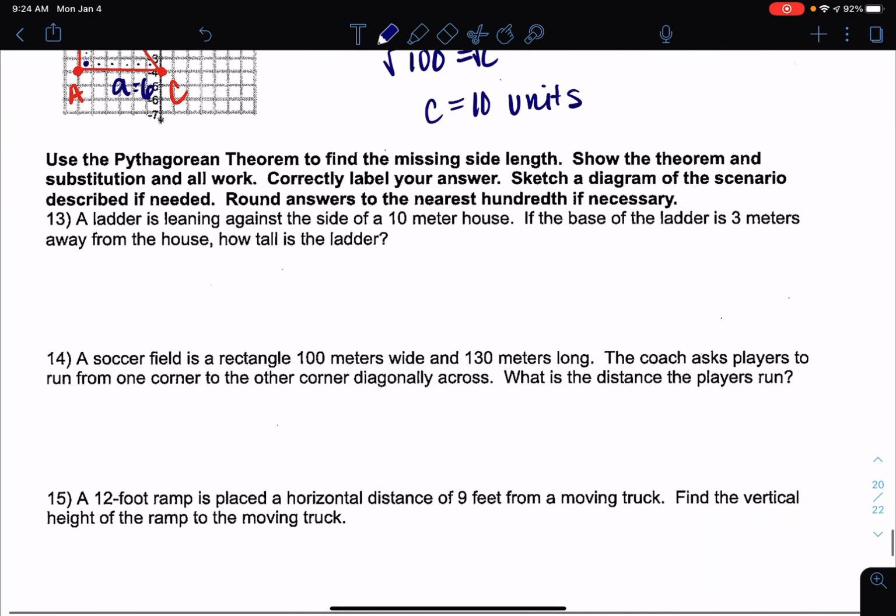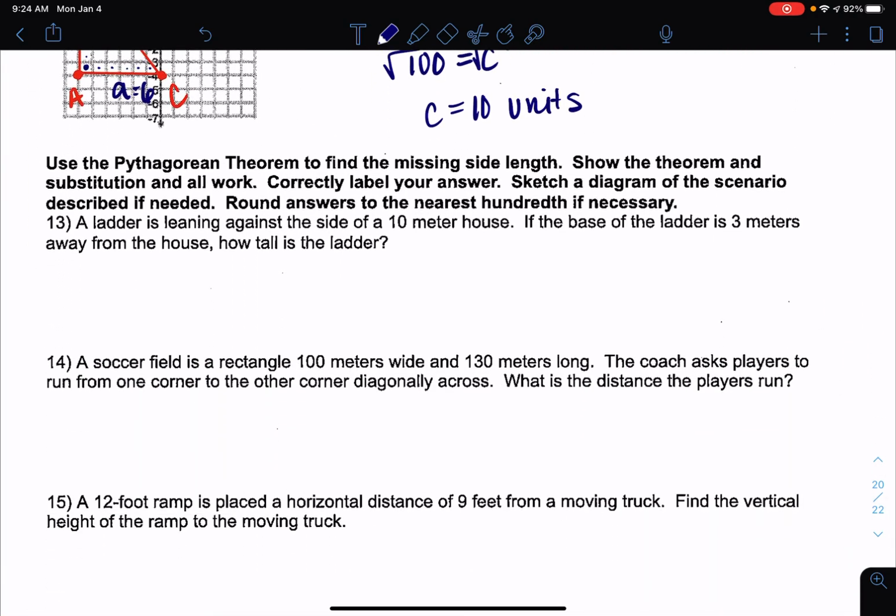All right, moving on. It says use a Pythagorean theorem to find the missing length. Show the theorem and substitution in all work. Correctly label your answer. Sketch a diagram of the scenario described if needed. Round your answer to the nearest hundredth. Now, when you're sketching your scenario, you don't have to draw me a picture as long as you can see that you are going to have some type of right triangle.